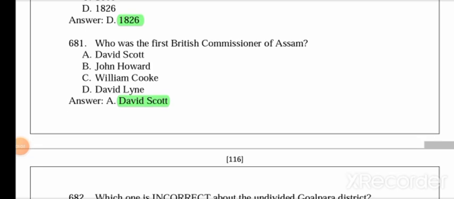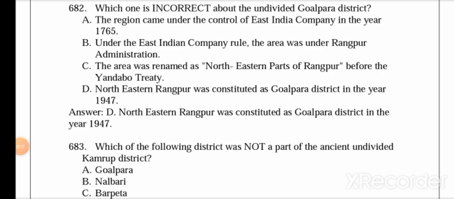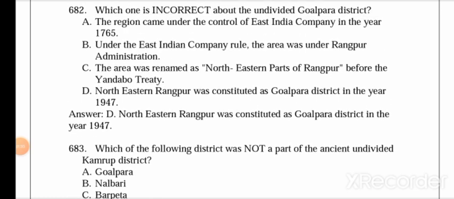Who was the first British Commissioner of Assam? It was David Scott. He was mainly for Lower Assam. Upper Assam के लिए different person was there. Here we have to find the incorrect. D is the incorrect, so ABC will be correct.